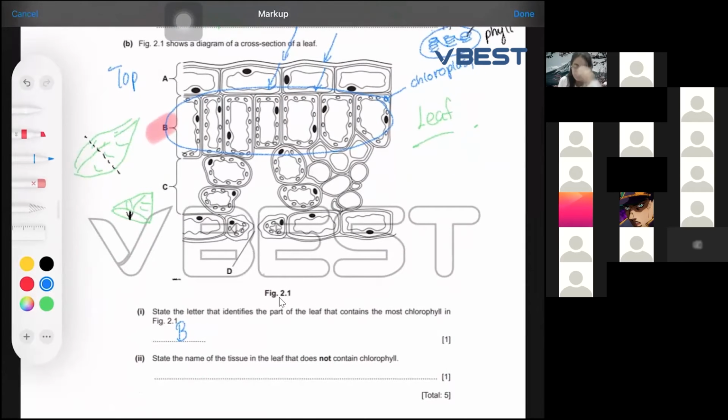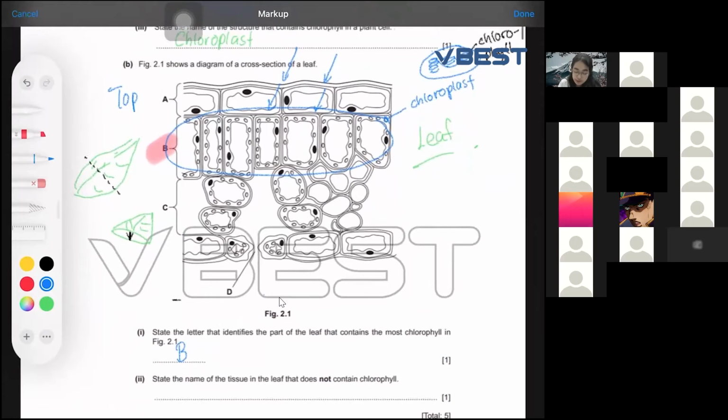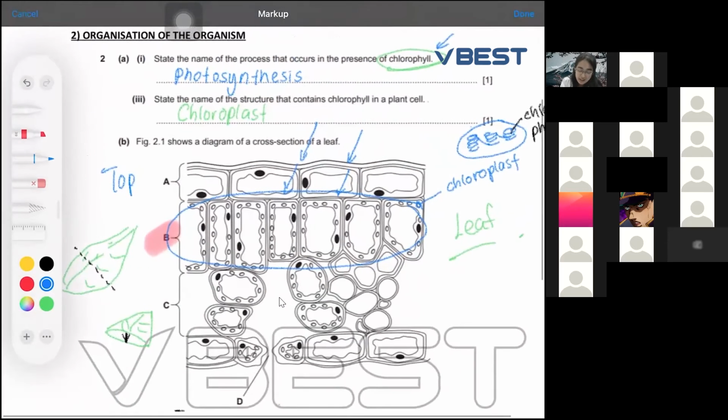Okay. Another one. State the name of the tissue in the leaf that does not contain chlorophyll. Yes, it's the epidermis. Both epidermis actually. Right? Okay. So we get the upper epidermis. Okay. Upper epidermis is this one over here. Lower epidermis.